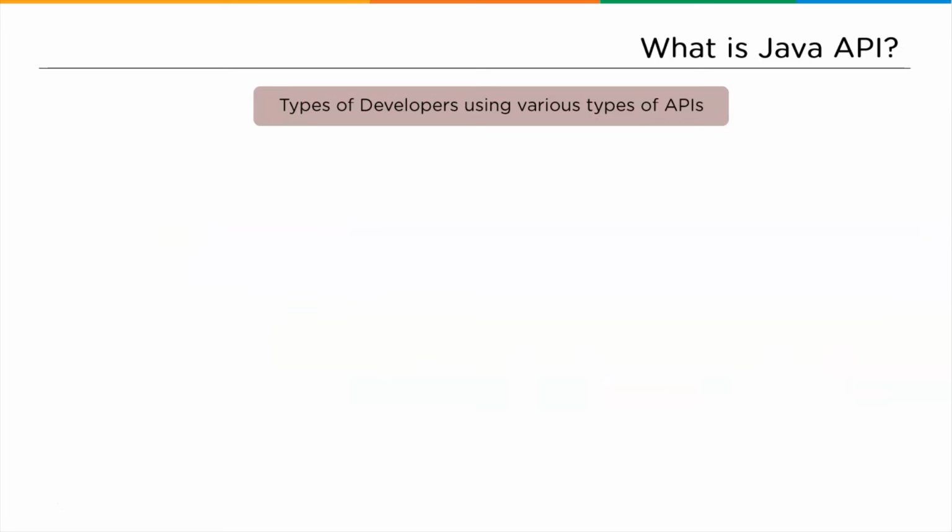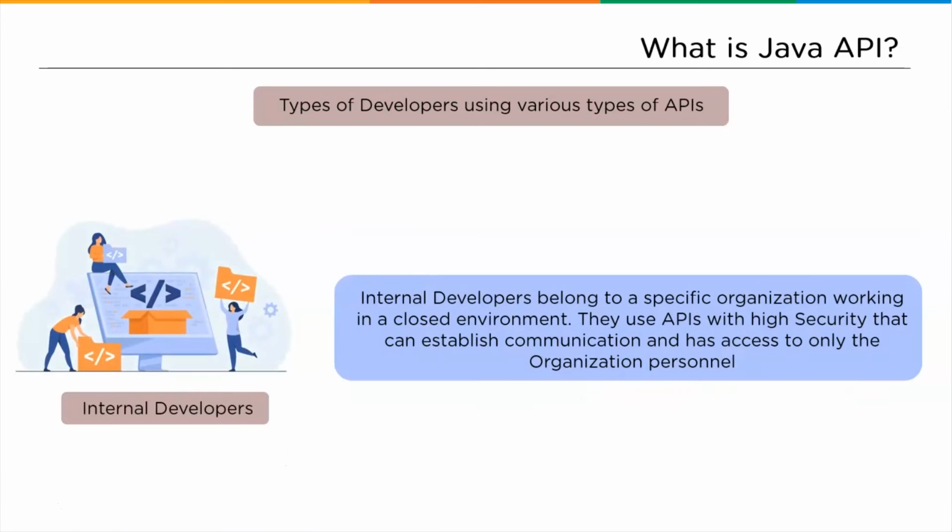Followed by the open developers, next we have the internal developers. You can consider internal developers as an organization. The internal developers belong to a specific organization and work in a closed environment. These APIs run with high security and can establish communication between the application and the application hardware. Only the internal developers, that is the developers belonging to that particular organization, have access to that particular API. So this type of API runs on a high security level.